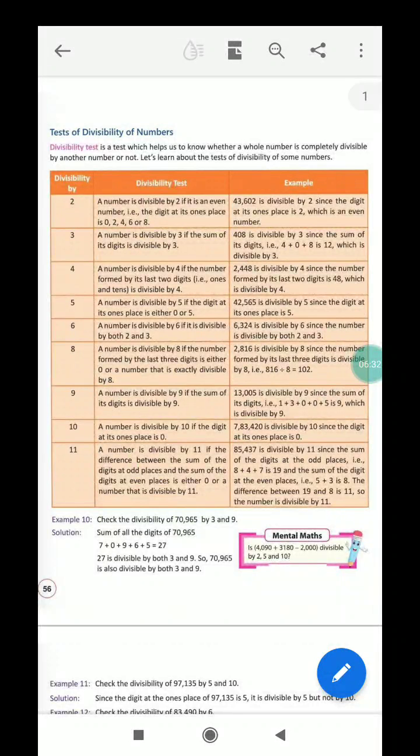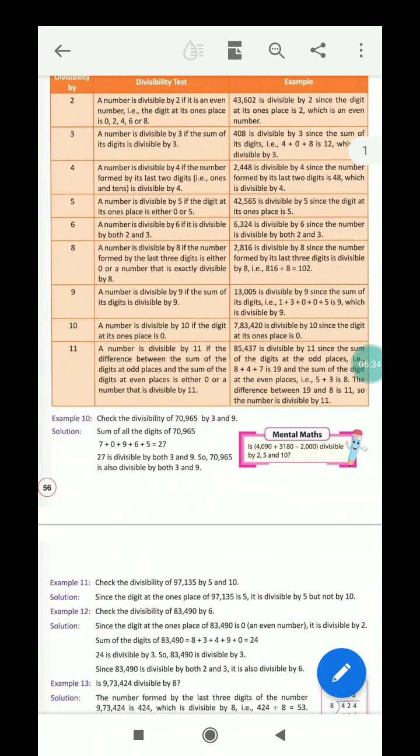Now let us take an example. Here one example is given. Example number 10. Check the divisibility of 70,965 by 3 and 9. As we know, for 3 and 9 we have to check the divisibility test. A number is divisible by 3 if the sum of its digits is divisible by 3, and for 9, a number is divisible by 9 if the sum of its digits is divisible by 9. Let us do the solution.